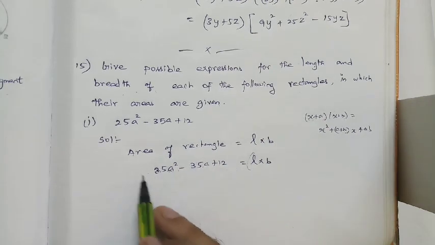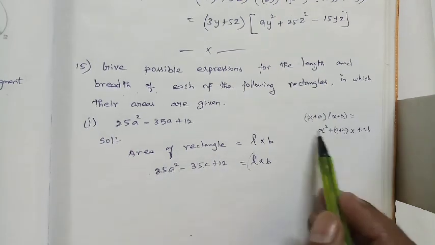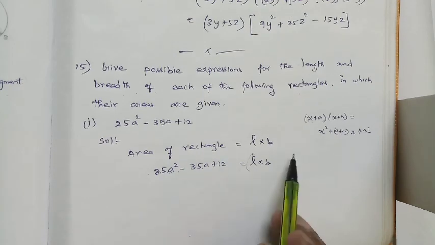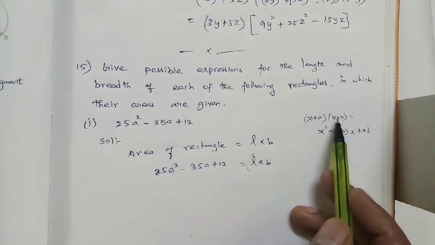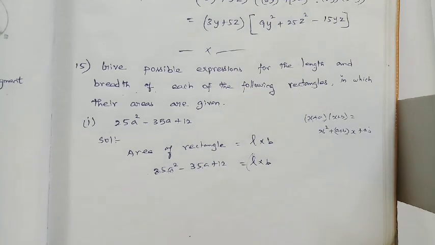This is nothing but the right hand side of the fourth identity, x square plus a plus b of x plus ab. So while solving, we'll get the value of x plus a into x plus b. So how are we going to solve?